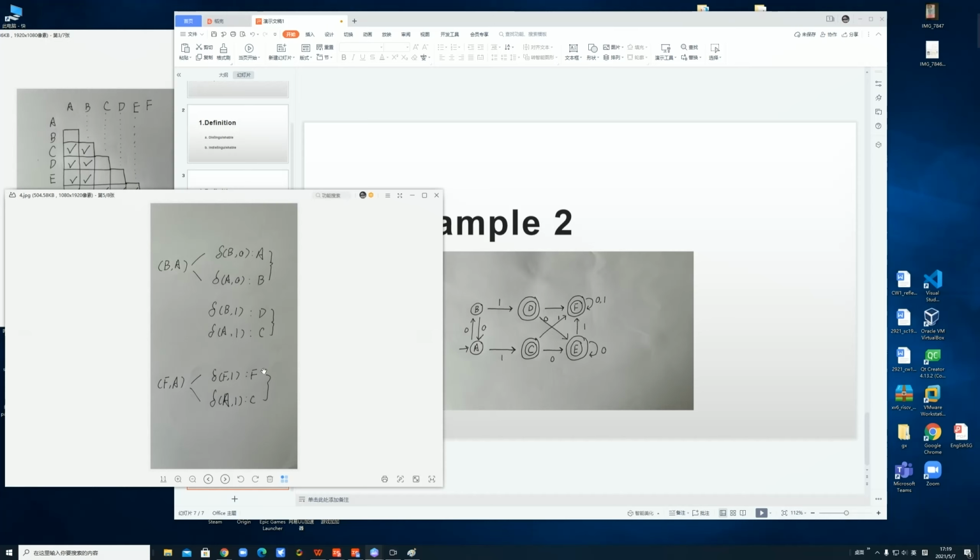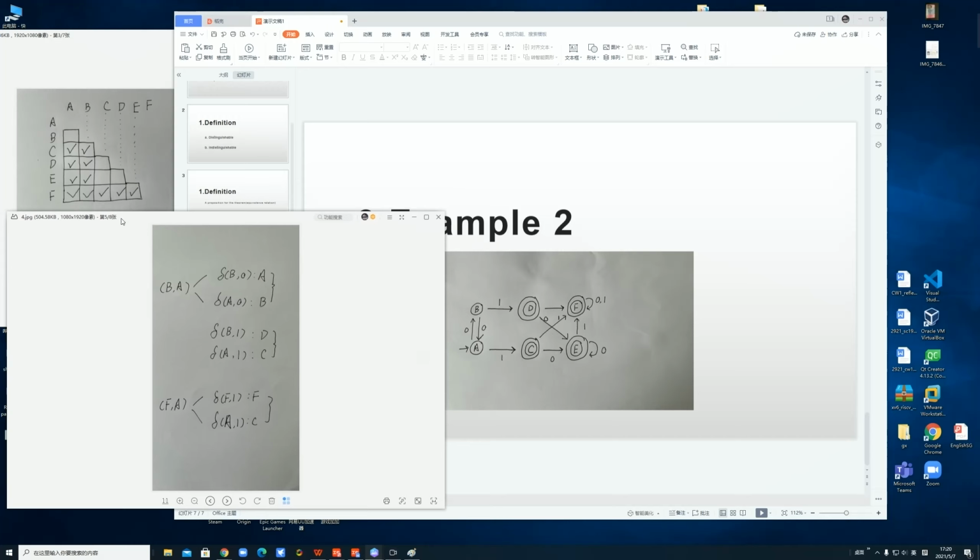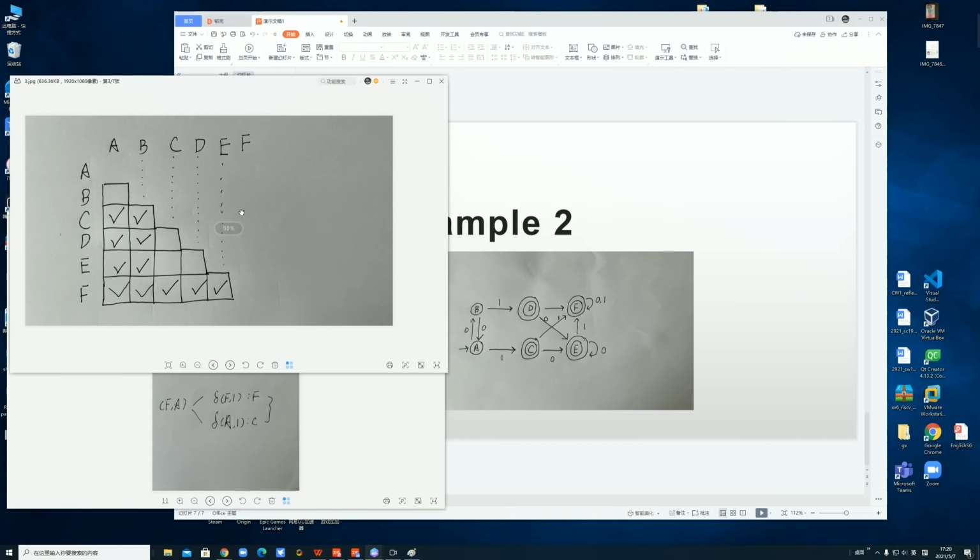However, see another example, FA. When we input 1 in state F, we get F, and when we input 1 in state A, we get C. So we got FC here, and we can easily find that FC is marked. Because FC is marked, we have to mark FA too. After we go through all the unmarked pairs, we get a table like this. This is the final table.